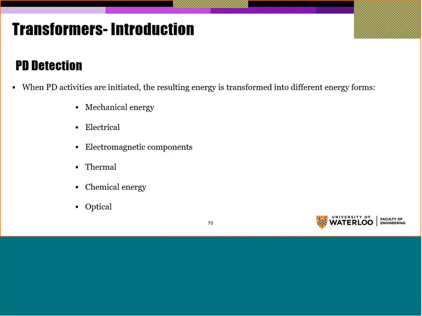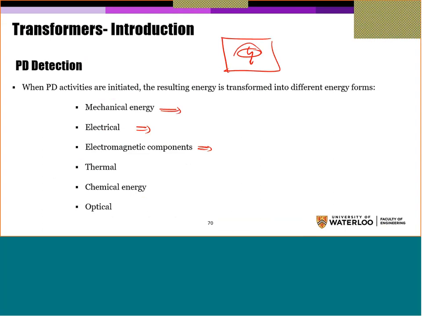Now, how to detect the partial discharge? When partial discharge happens, remember, we have an insulation inside, there is a certain defect, and there is an arc here. When an arc happens, there is mechanical energy transferred. There is an electrical signal transferred. There are electromagnetic waves transferred.